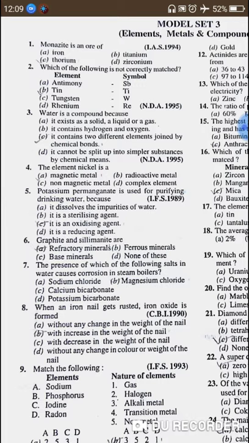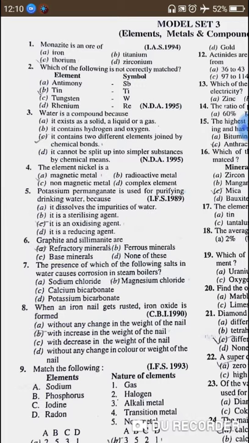In the next question, we have to match the elements with their nature. So first one is our sodium. We know very well that sodium is an alkali metal. Next come towards phosphorus. Phosphorus is a non-metal. Next come towards iodine. Iodine is a halogen. Next come towards radon, and radon is a gas.